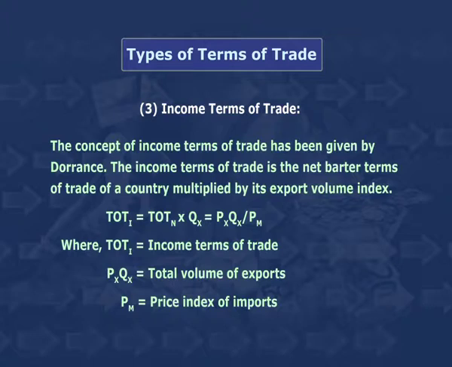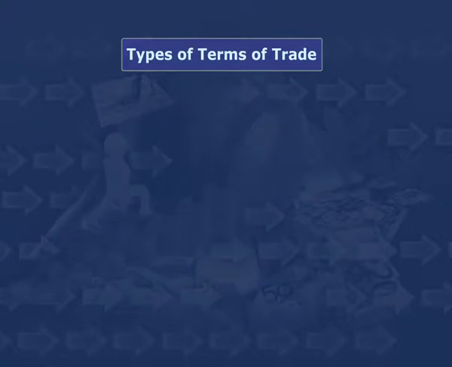This index takes into account the volume of exports of a country and its export and import prices, which are nothing but the net barter terms of trade. It shows a country's changing import capacity in relation to changes in its exports.